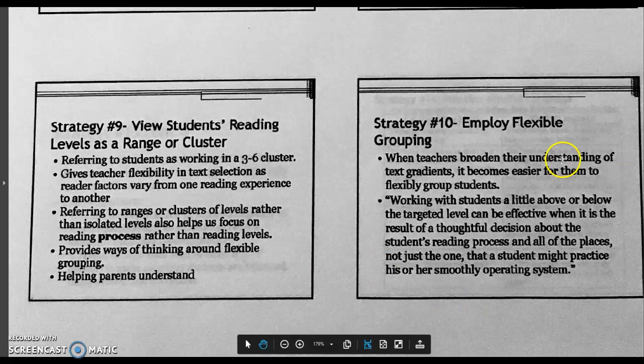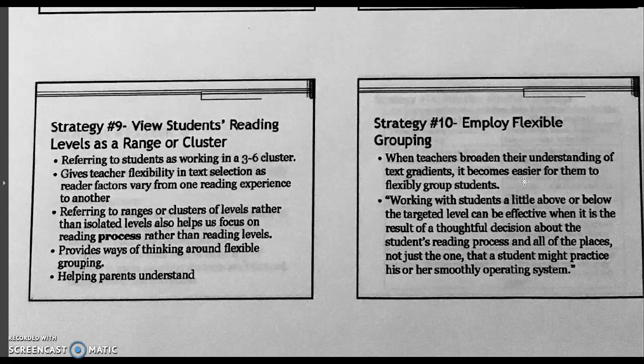Employing flexible grouping is another strategy. When teachers really think more broadly about text gradients, it helps you be more flexible when you're grouping kids. Again, we don't want to do a red bird, blue bird, buzzard group and kids stay in that group no matter what. We want to be flexible.